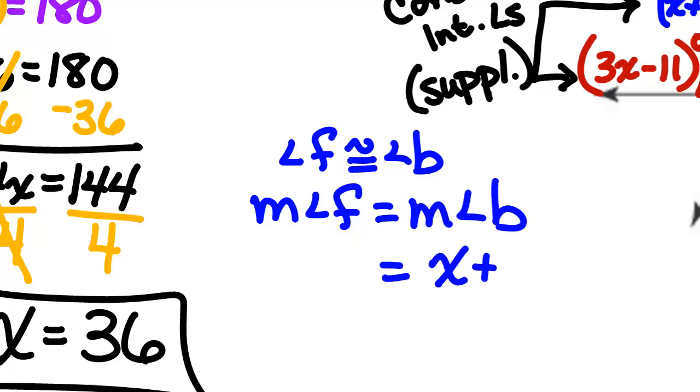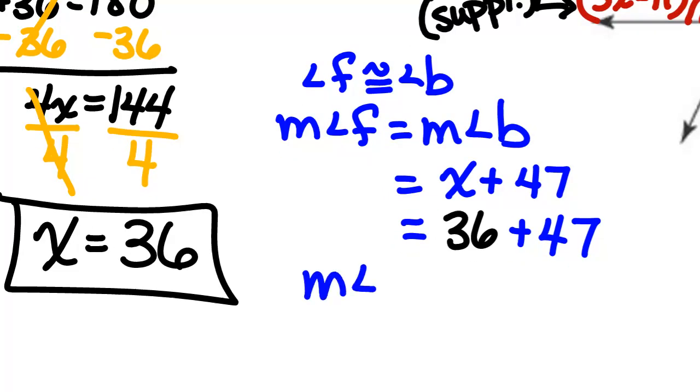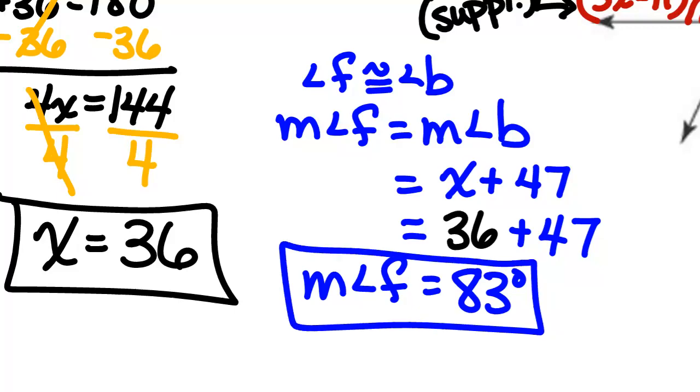Measurement of angle B was x plus 47. And we just found that x was what? So 36 plus 47 will tell me how big this angle is. What is 36 plus 47? 83. So the measurement of angle F is 83 degrees.